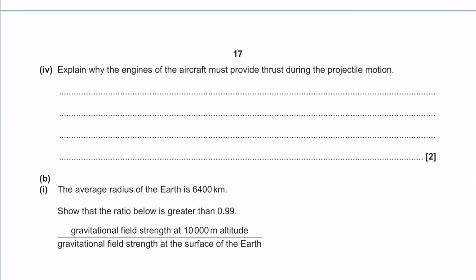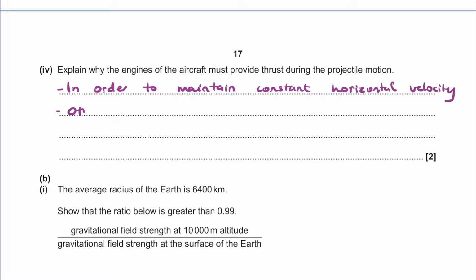Let's move on. We have to explain why the engines of the aircraft must provide thrust during the projectile motion. Well, this is in order to maintain constant horizontal velocity. Otherwise, air resistance will reduce the horizontal velocity.